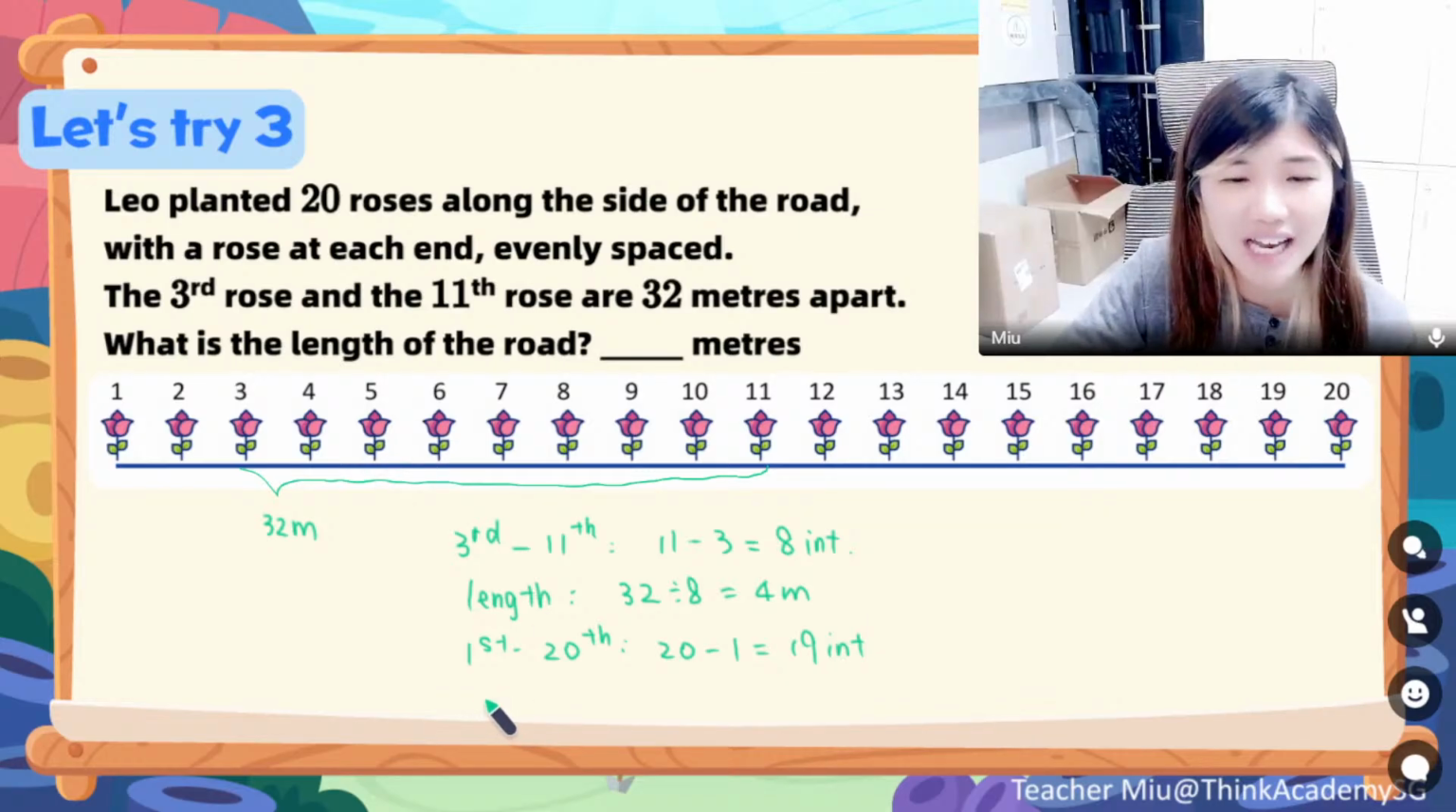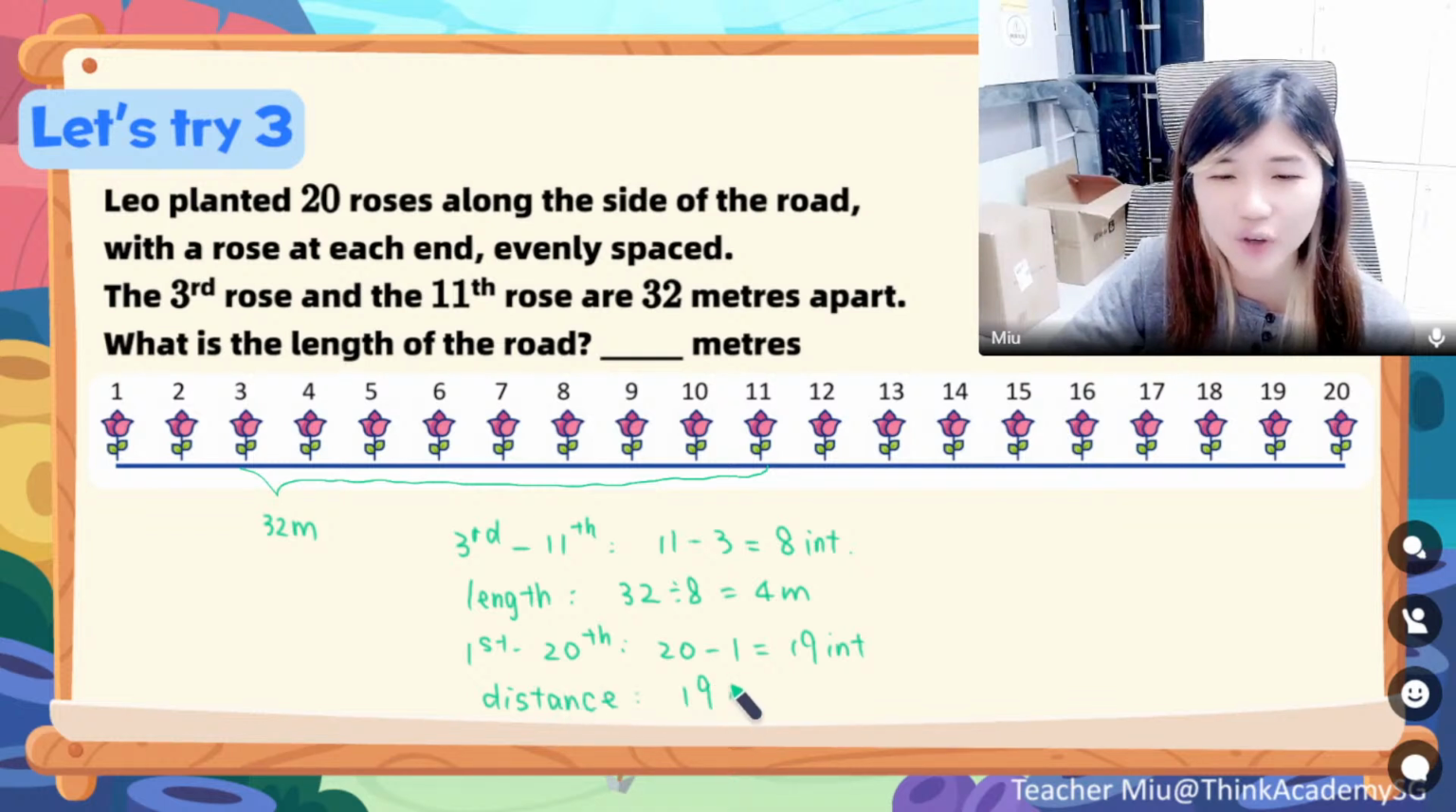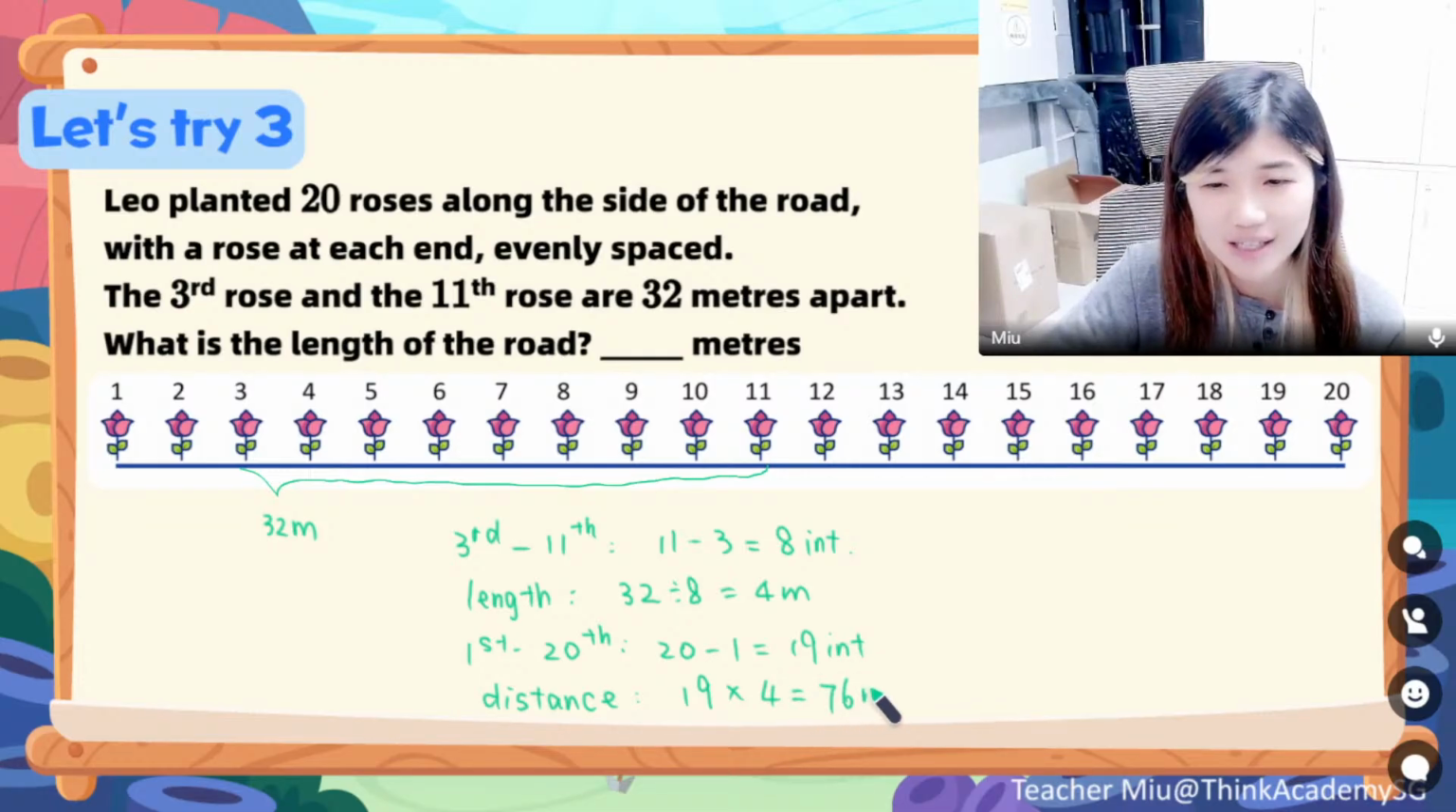So altogether, the total distance is supposed to be 19 intervals. Each interval is 4 meters. So it would give you 76 meters. Well done.